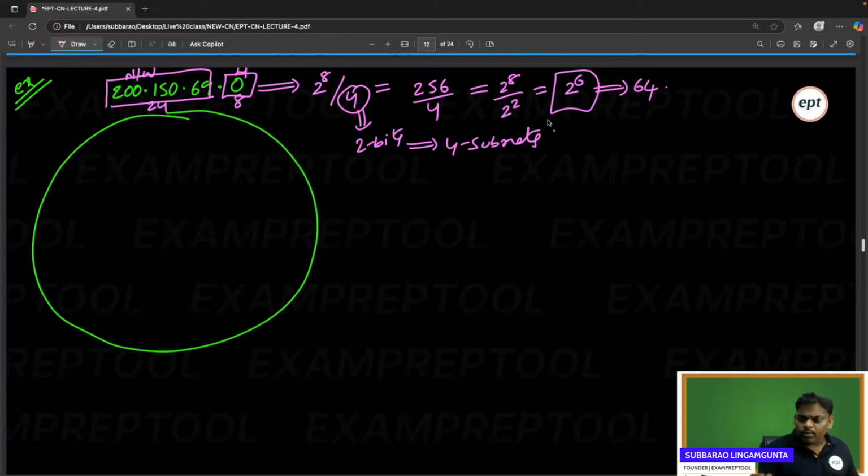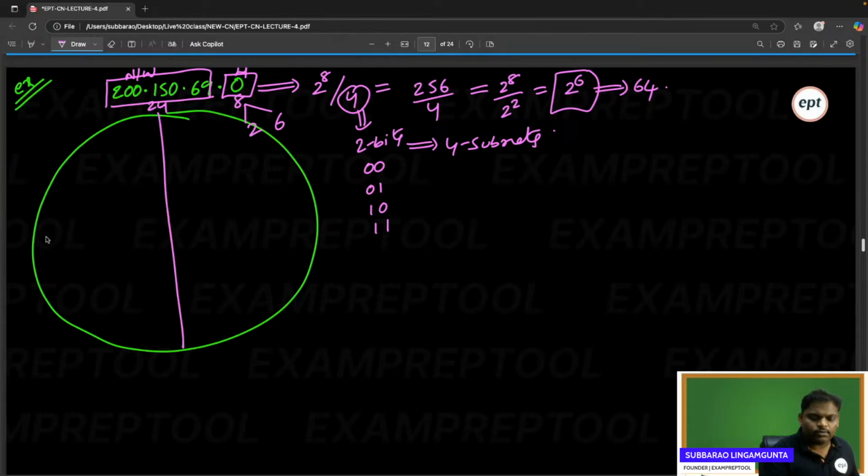Now listen, some people are asking about the subnet purpose. For the subnet purpose, 2 bits, totally 4 subnets are possible. What are those? Subnet 00, subnet 01, subnet 10, subnet 11. What I mean to say is, in those 8 bits, 2 bits and 6 bits, you have made 4 parts. The first 2 bits are for the subnet, the next 6 bits for the host purpose.